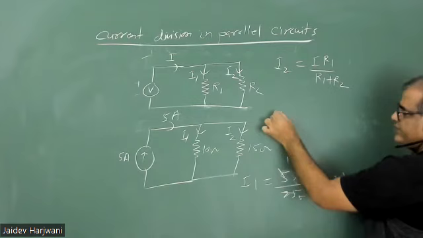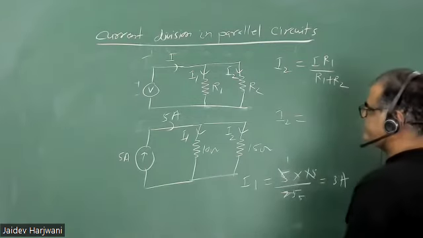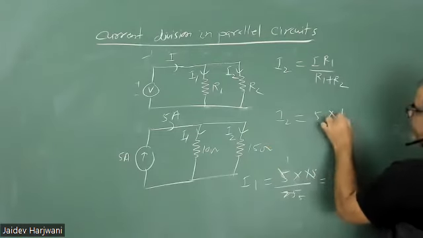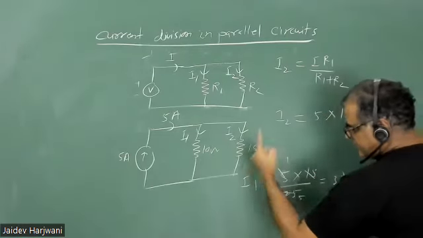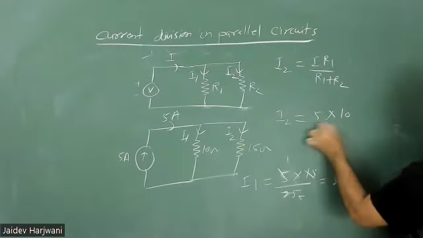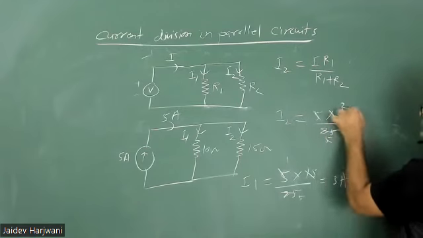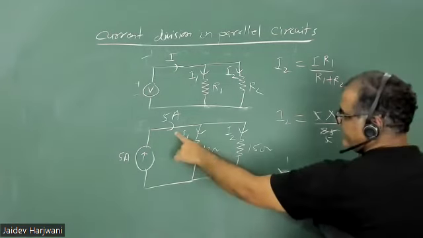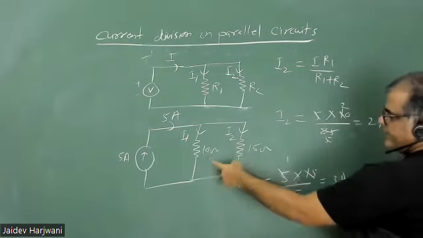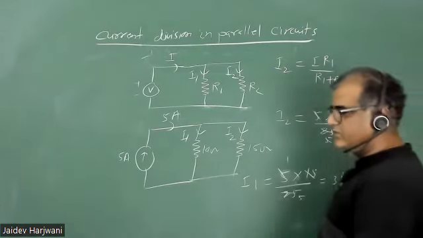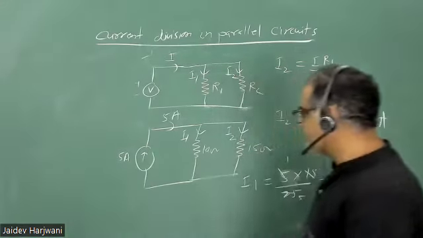If I want to write I2, it means total current, opposite resistance 10, and then sum of resistance. I'm again repeating, this is the sum of resistance, not equivalent resistance. This will be 25, 1, 5, this is 2 ampere. The total current is 5 and the current divides as 3 ampere here and 2 ampere here. Total current is the same, KCL. So this is current division.